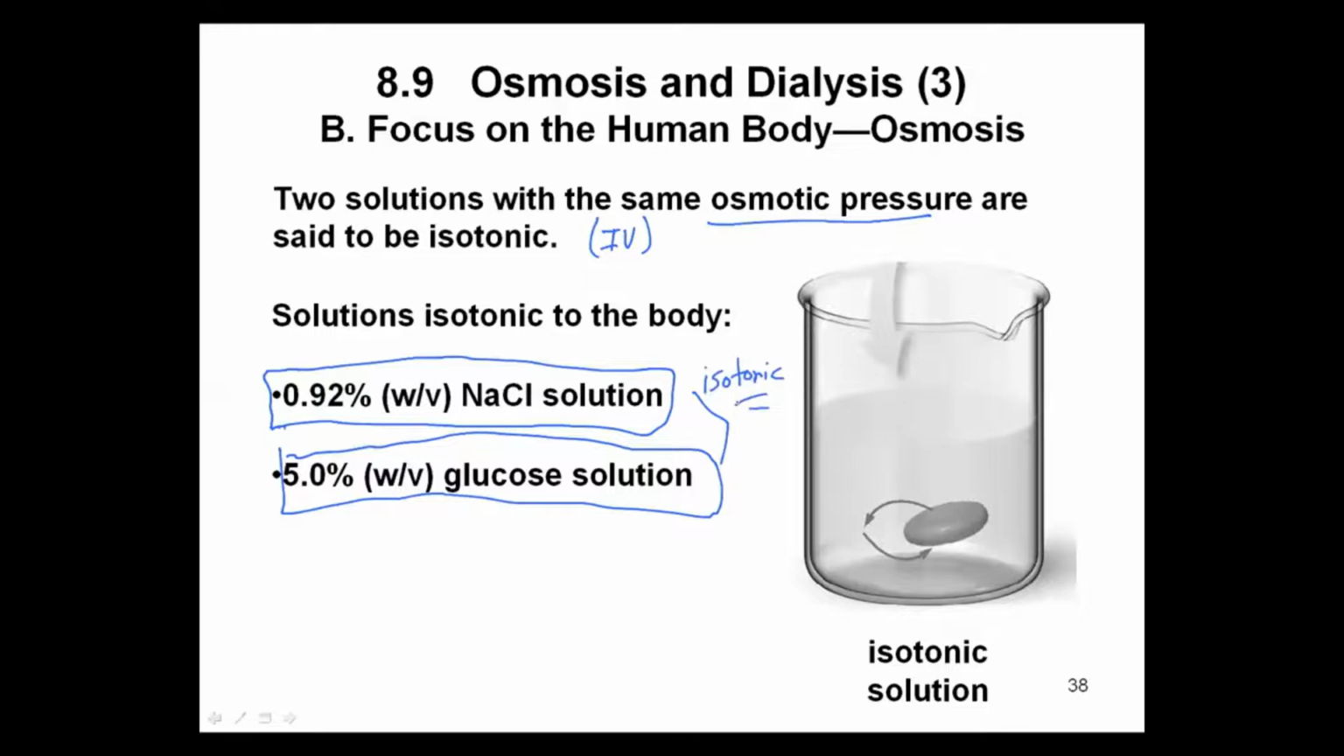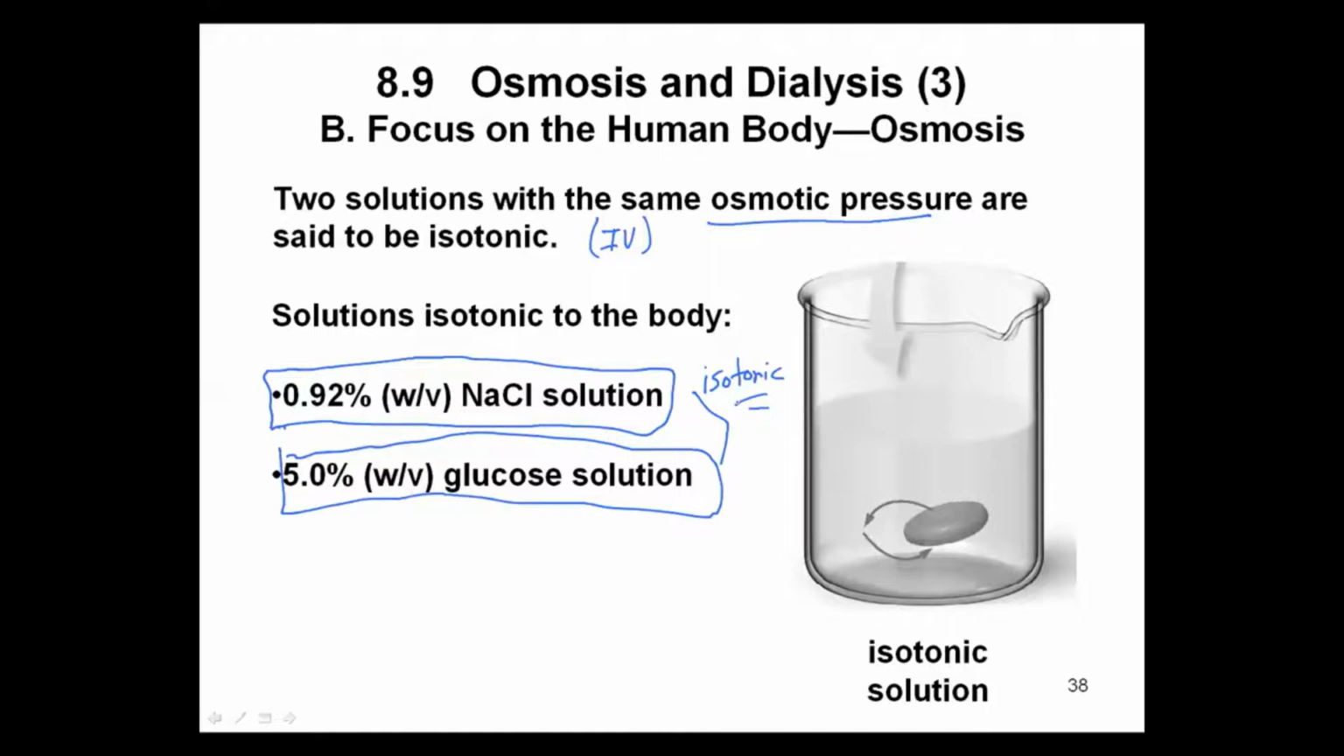When we talk about 0.9% sodium chloride, it is sometimes also referred to as a saline solution. It doesn't necessarily have to always be sodium chloride; it could be potassium chloride, something like that. But sodium chloride, saline solution, 0.92% or 0.9%, and 5% glucose are considered isotonic. It means they have the same osmotic pressure as body fluids.